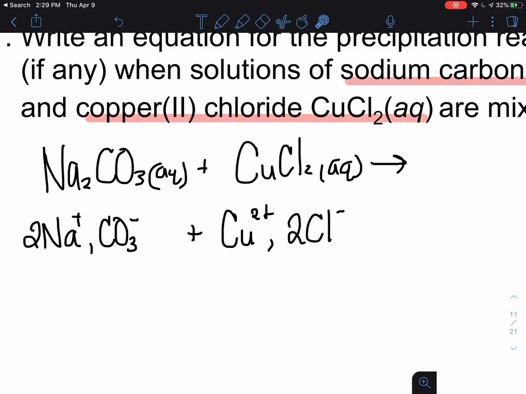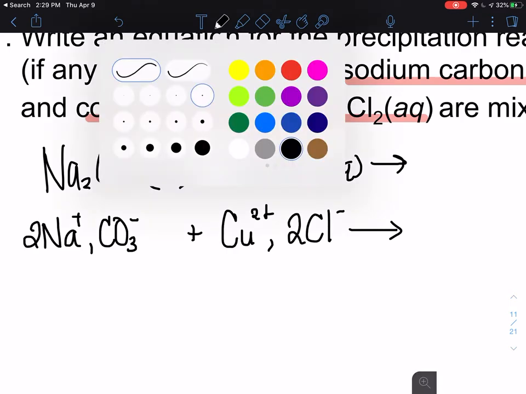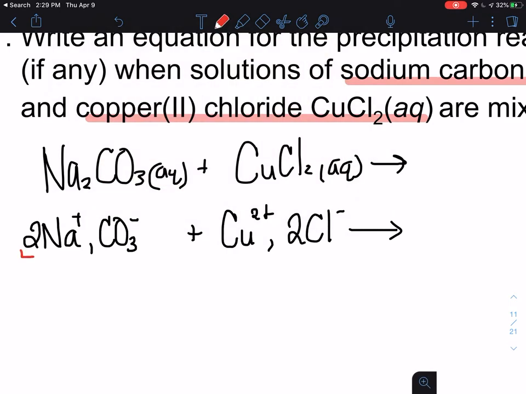All right. Now what we're going to do is we're going to pair up the cation from the first reactant to the anion of the second reactant. So this is the cation from the first reactant, and that is going to pair up with the anion from the second reactant right here. And it turns out, luckily, that these 2 are balanced. Okay, 2 and 2.